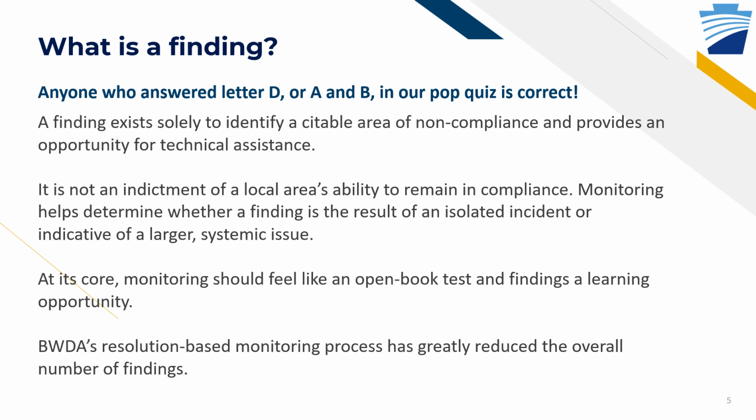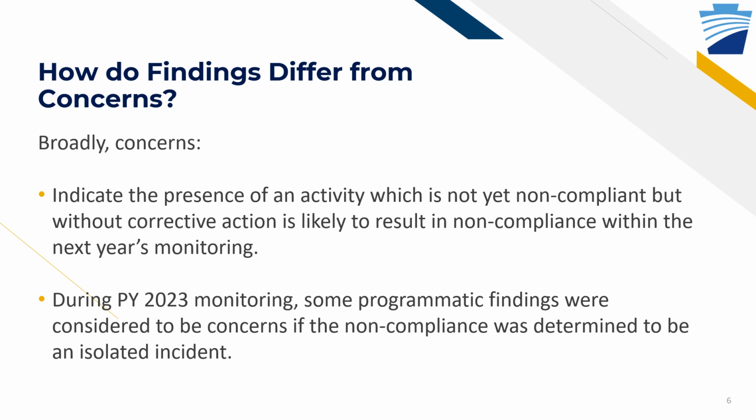Since implementing the resolution-based monitoring process, the number of findings identified by BWGA Oversight Services has been greatly reduced overall as local practices evolved with a focus on compliance. So, how do findings differ from concerns? As we learned in the last several slides, findings happen as a result of citable instances of noncompliance. Concerns, on the other hand, indicate the presence of an activity that doesn't rise to the level of being citably noncompliant. However, without a change in course, it's likely to result in noncompliance within the next year's monitoring.